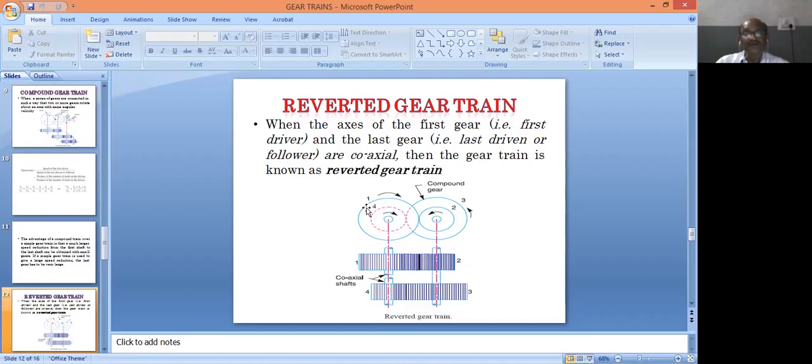Just notice that gear 1, the first driver, and gear 4, the last follower, are mounted on 2 different shafts, but the 2 shafts are coaxial. So such a type of gear train is called a reverted gear train. The definition is: when the axes of the first gear and the last gear, that is the first driver and the last driven gear, are coaxial, then the gear train is known as a reverted gear train.